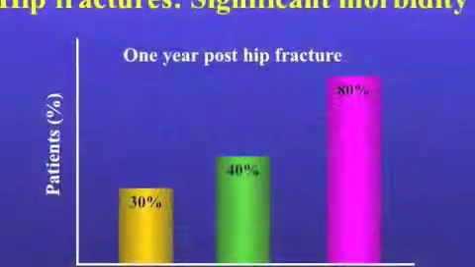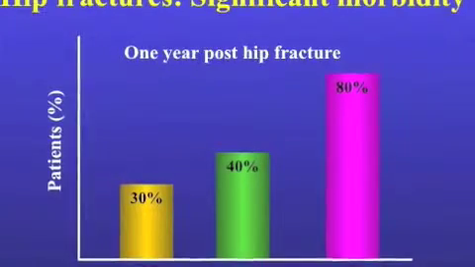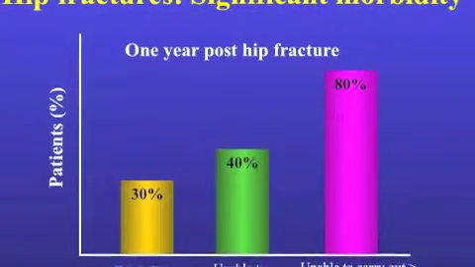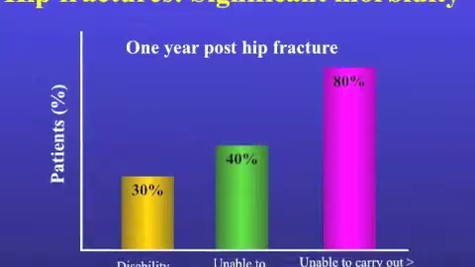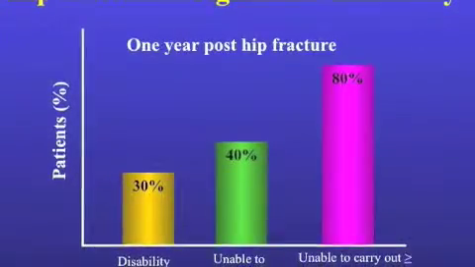Hip fractures also have a significant impact on individuals. In this study, they looked at the morbidity associated with a hip fracture 1 year following that fracture. And 30% of individuals were still disabled. 40% were unable to walk independently. And 80% were not able to carry out at least one independent activity of daily living. For example, going to the grocery store or driving a vehicle.